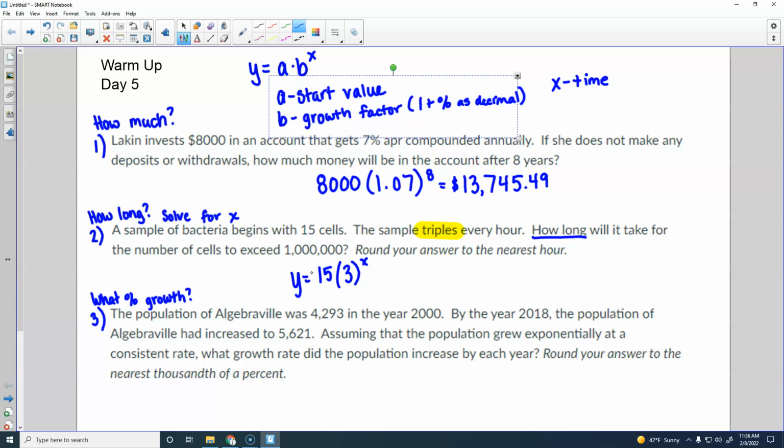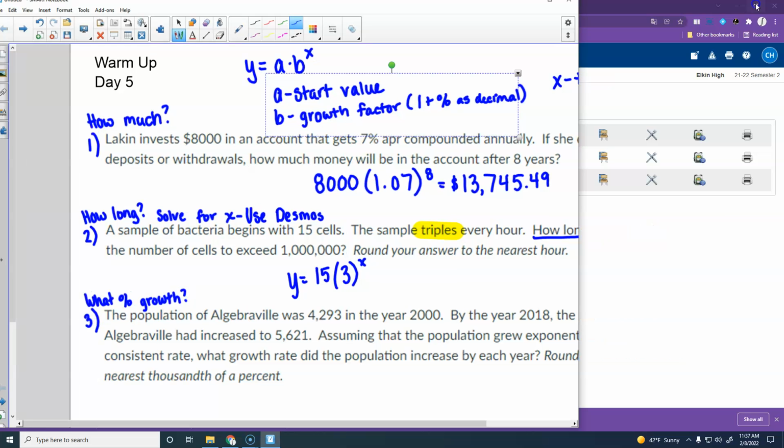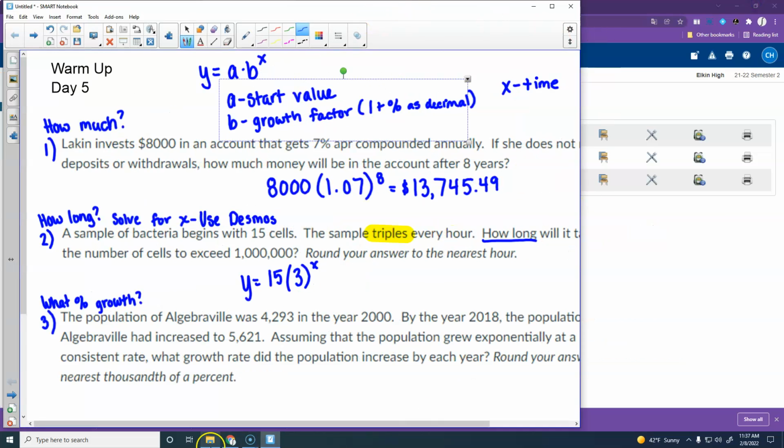But I can't solve that. I can't type it in because there's an X, right? So what I'm going to have to do, these are the ones that we're going to use Desmos for. You have to use Desmos. On number 1, you could use Desmos to do it if you want, but the regular calculator will do number 1. The regular calculator technically will do number 2 also, but it's just so much easier to use Desmos. I'm going to use it. You can't just type it in.